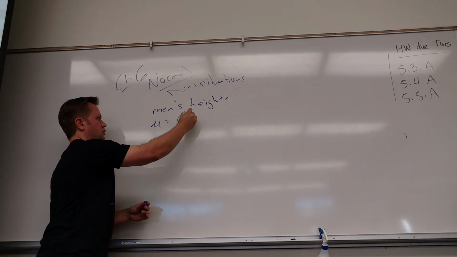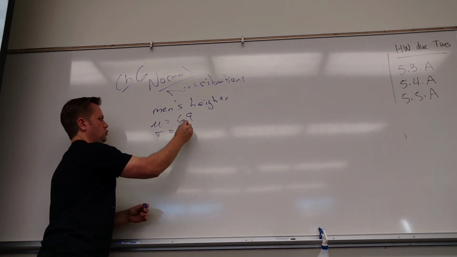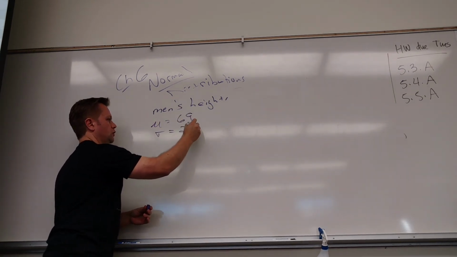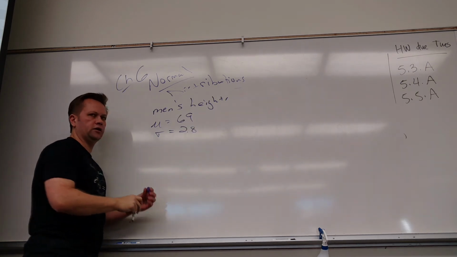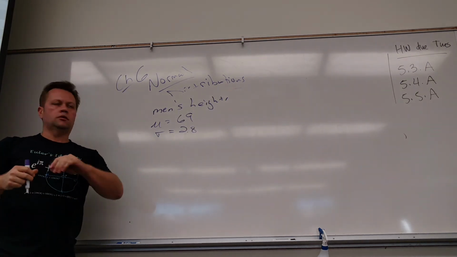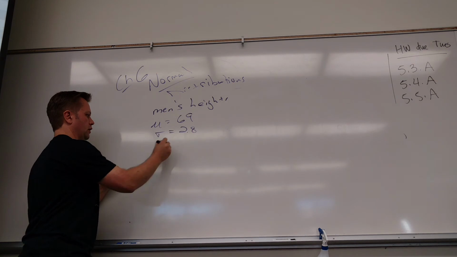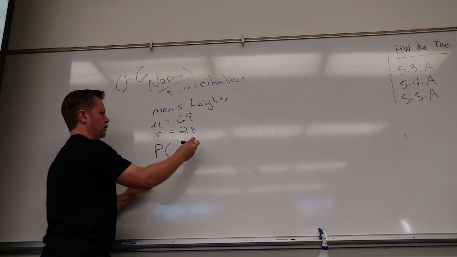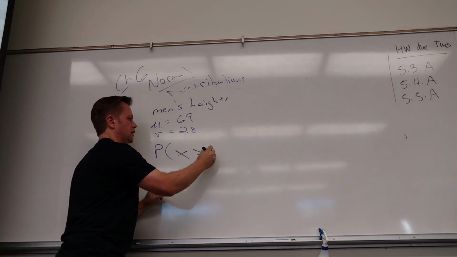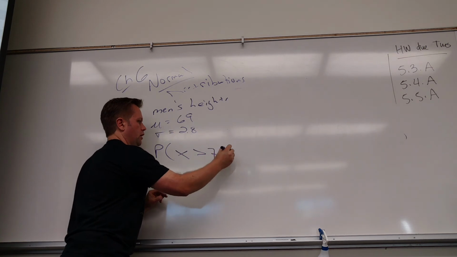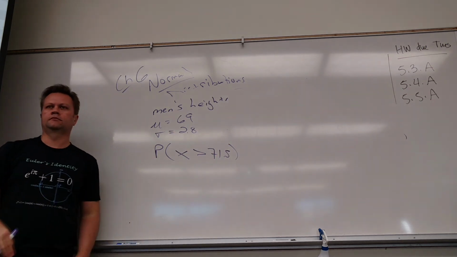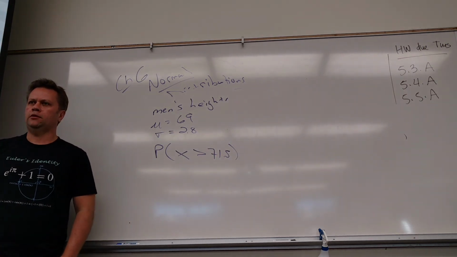We know that the average is 69. The standard deviation is 2.8. Well, yeah, we'll use 2.8 this time. And I want to know the probability that I get a dude who is taller than 71.5 inches. I'm going to stop right there.